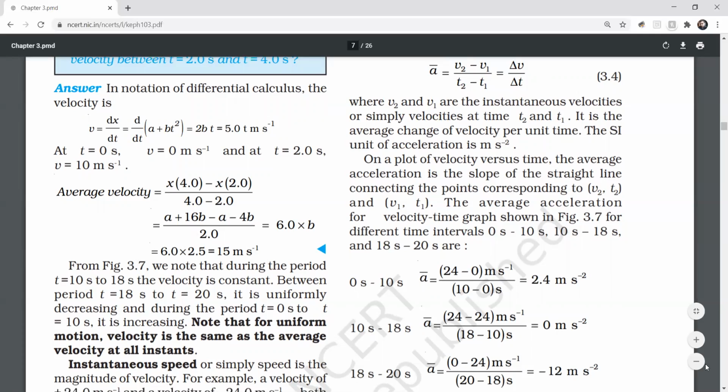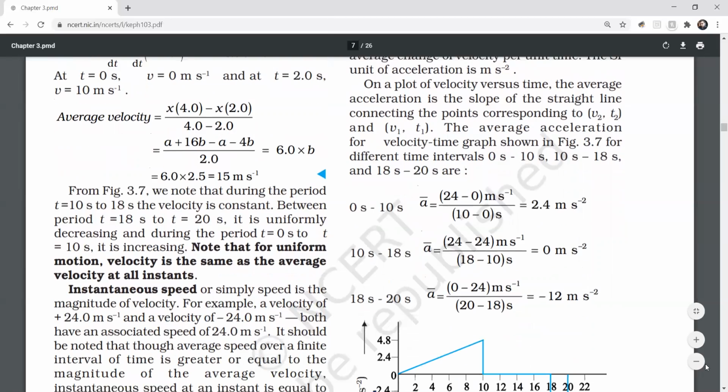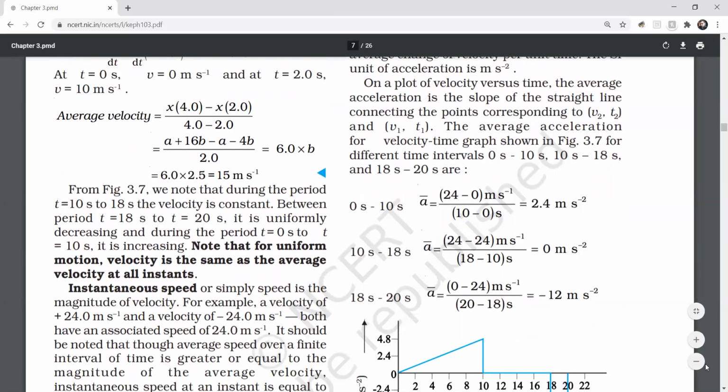Now, because you get 0 in the numerator, there is no point in having any number in the denominator. Any number divided by 0 will always be 0. So you know that it is 0 meter per second. And from 18 to 20, you see that the velocity ended in 0 and it started from 24. So it's 0 minus 24, which will give you a negative acceleration.